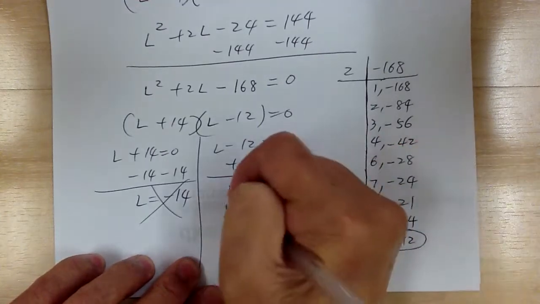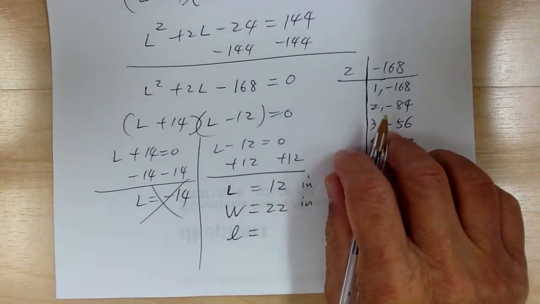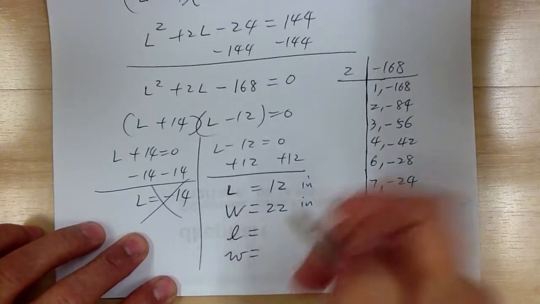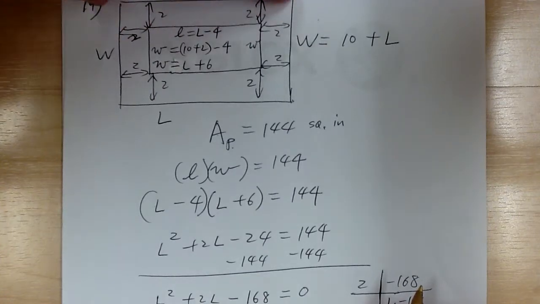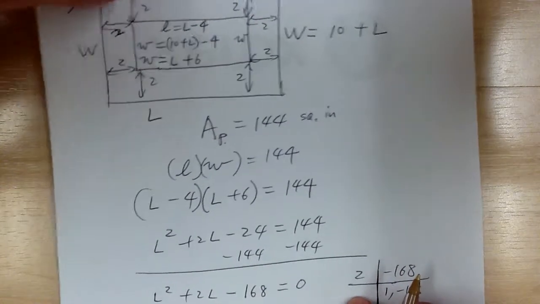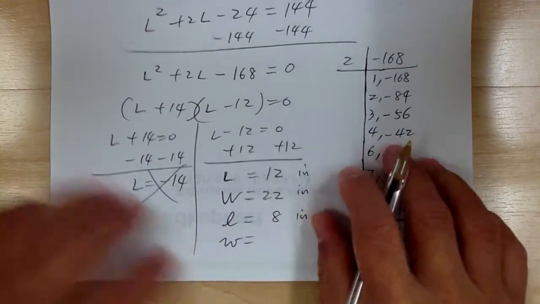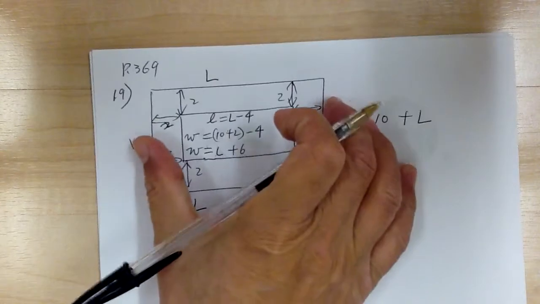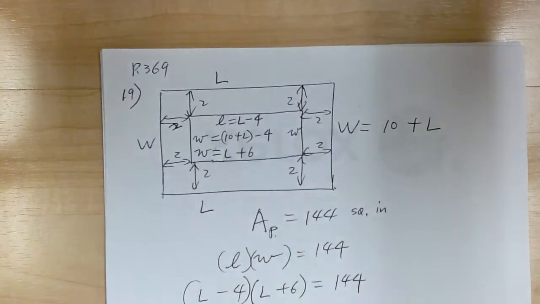Okay? Then you ask for the inside, the picture itself. So small l. Okay? And the small w. Now if you look up here, small l is just the big L minus 2 on each side, so it's minus 4. See that? So it's just minus 4. So it's going to give you 8. Right? Because again, this is 12. So you minus 4, minus 2 on this side, minus 2 on this side. It will give you 8.